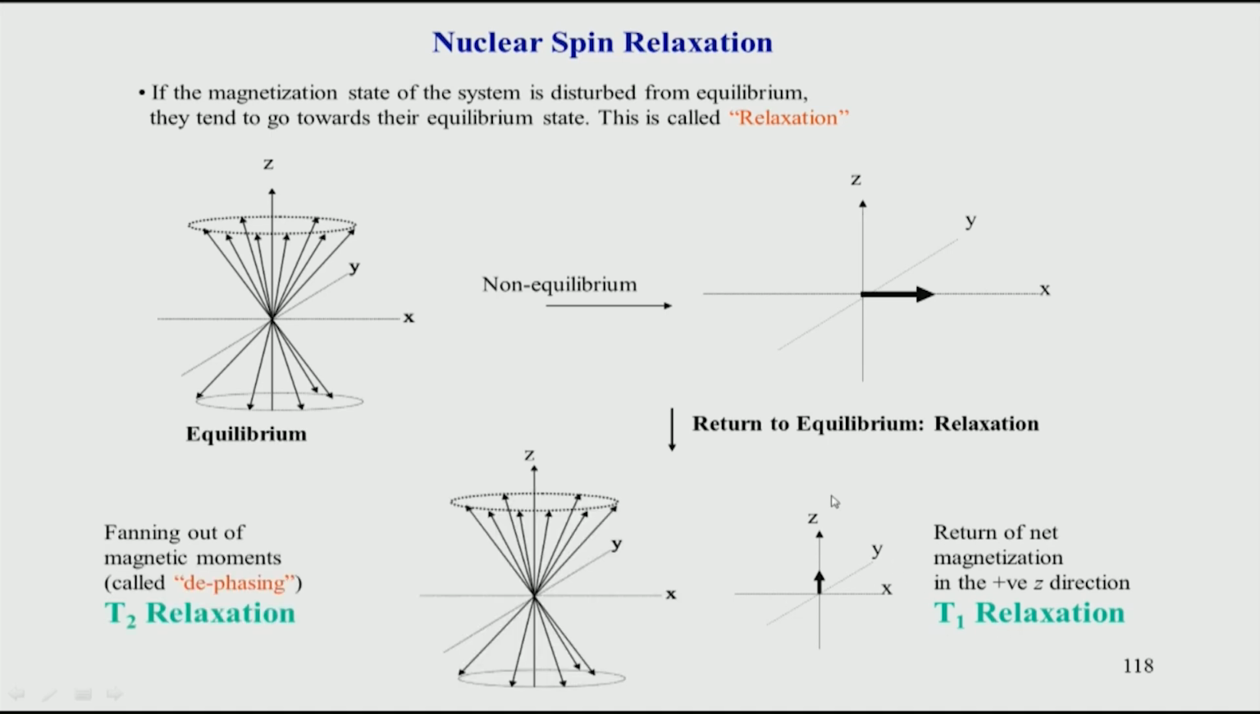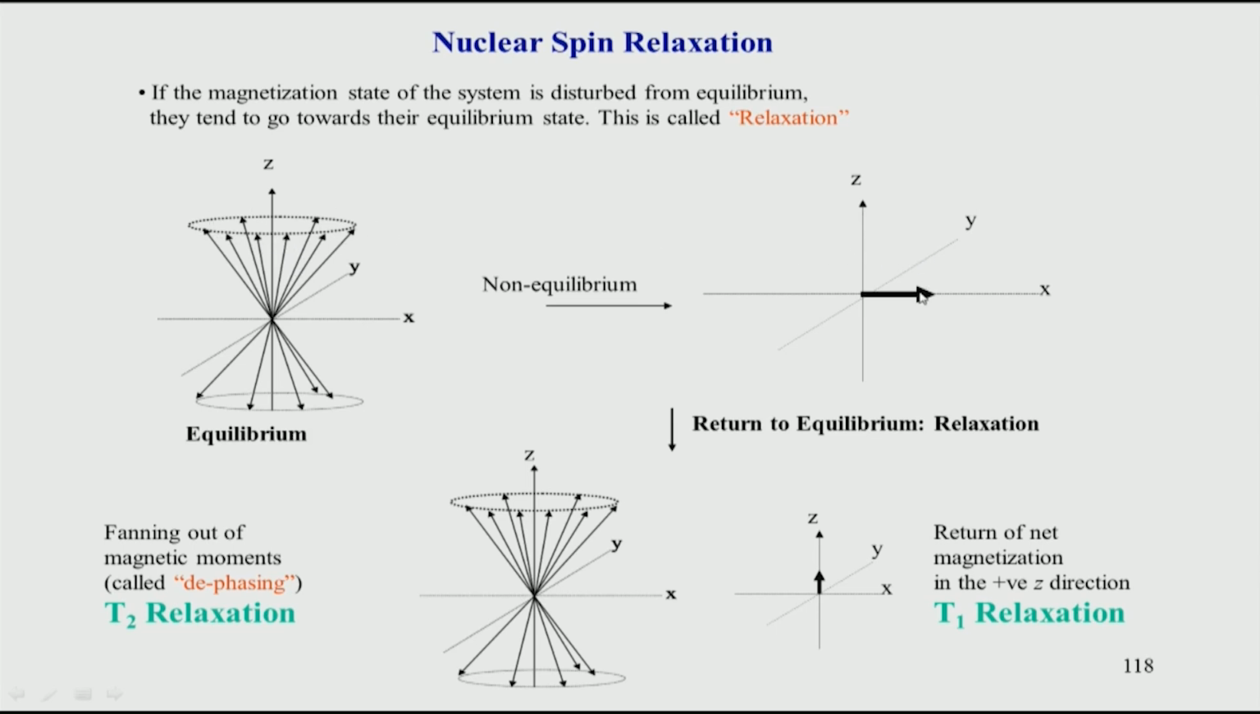And there is another process known as T2 relaxation, which is called dephasing. Why is it dephasing? If you look at this picture again, they are all distributed around this cone. So, this is called random phase, they are all phased out, they are not together, so they are all dephased.